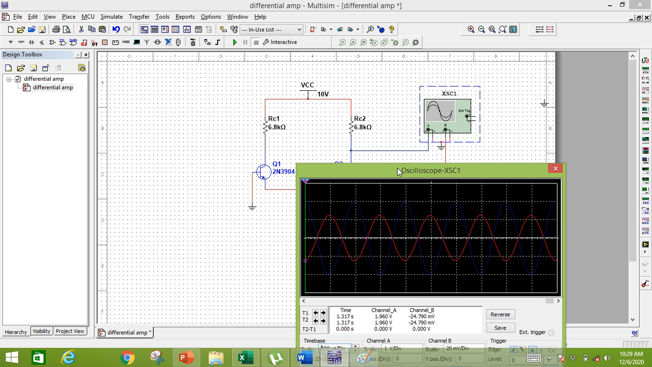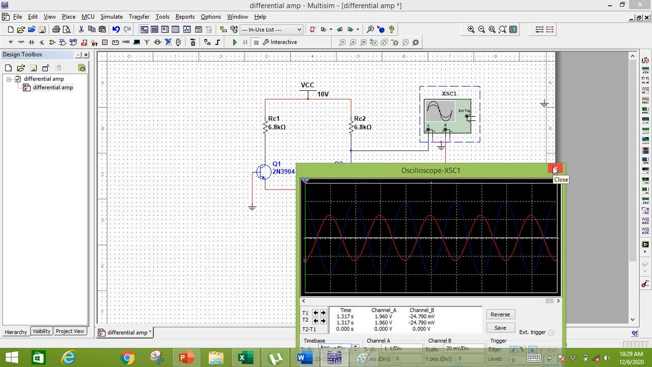Now how can we determine the common mode gain? For the common mode gain we have to apply the same signal to both the input terminals. It means कि दोनों इनपुट टर्मिनल्स पे हमने सेम सिग्नल अप्लाई करना होगा. जब दोनों इनपुट टर्मिनल्स पे हम सेम सिग्नल अप्लाई करेंगे, so we will get the output, and from that output we can determine the common mode gain.